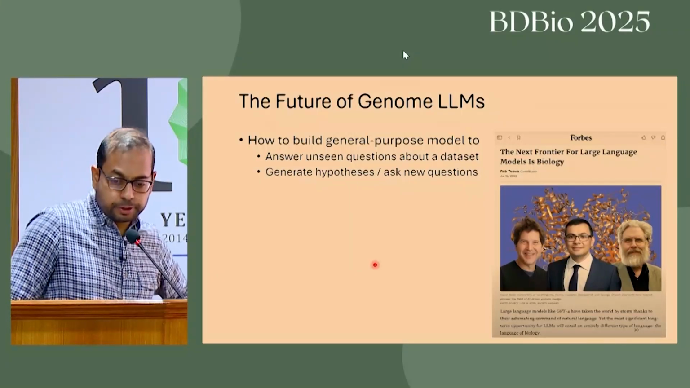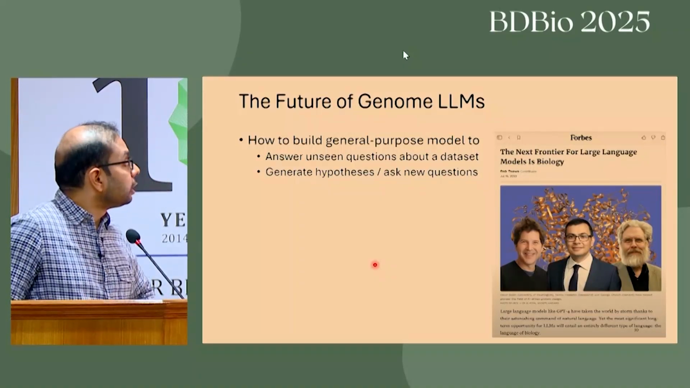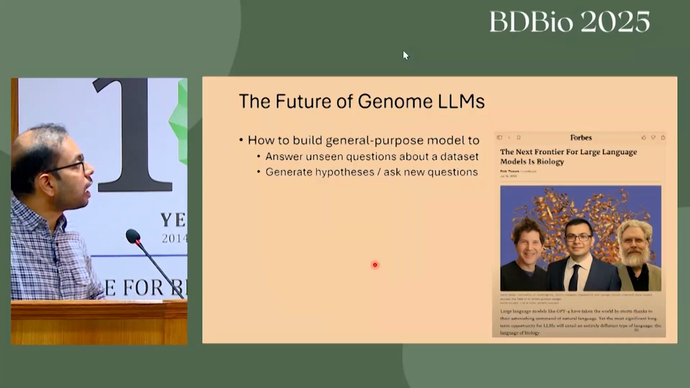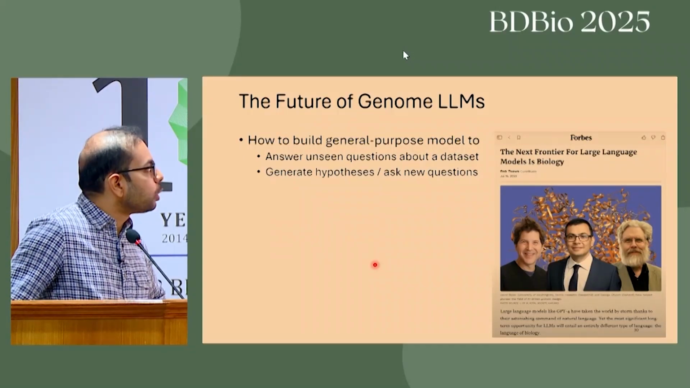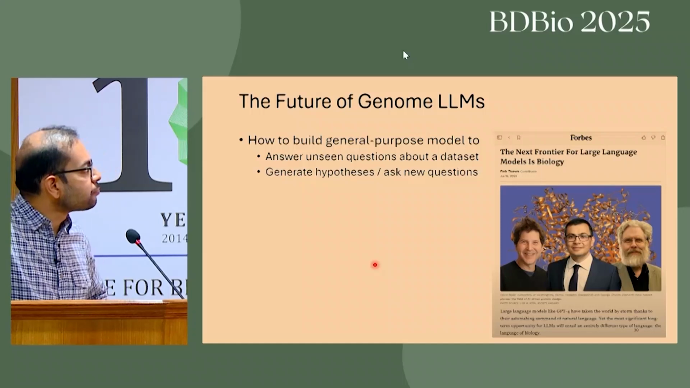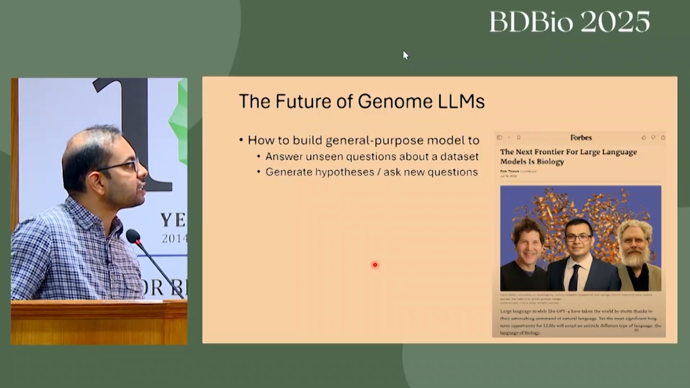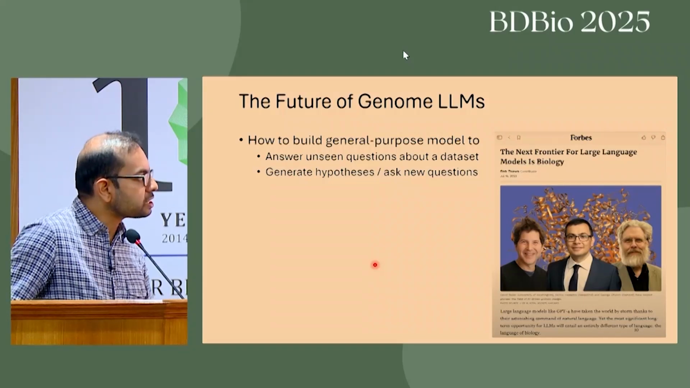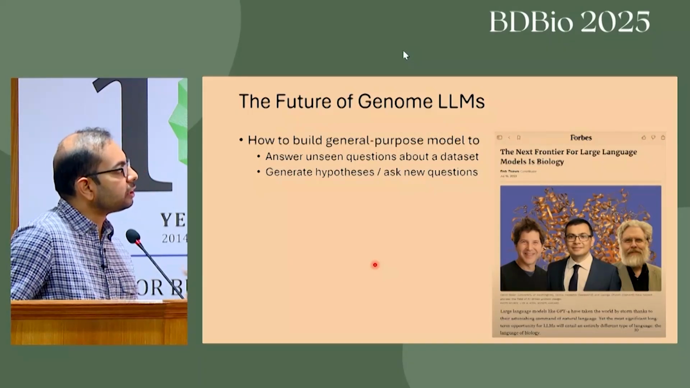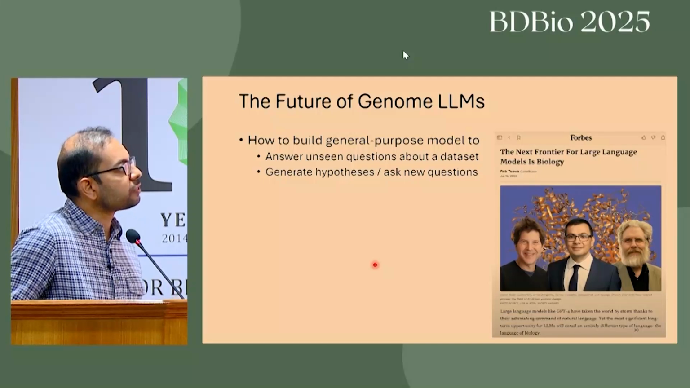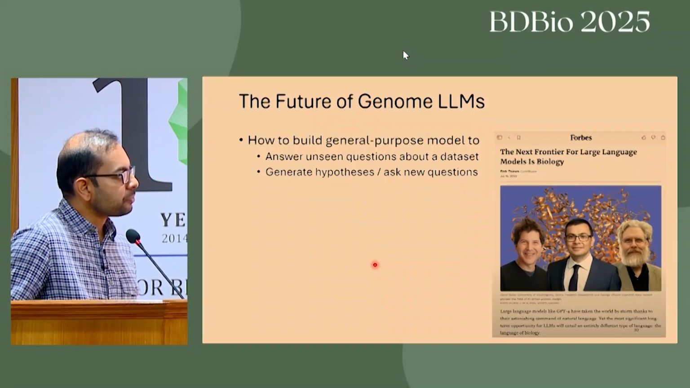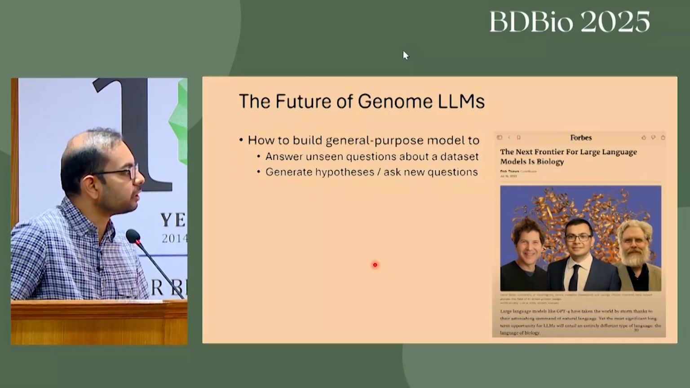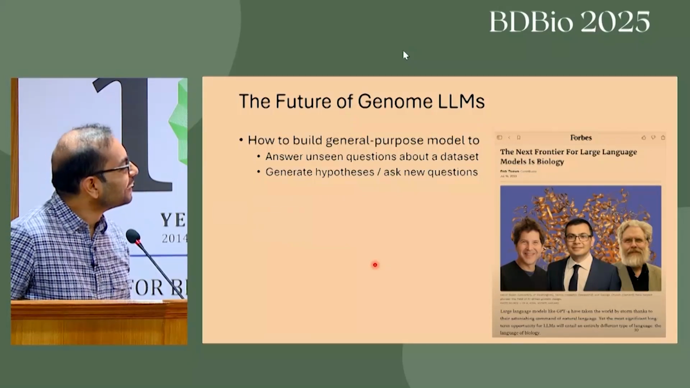And so the other question to ask is how to build a general purpose model to answer unseen questions about a data set and to generate hypotheses and ask new questions. And again, we don't have answers, but the general consensus is that the next frontier of large language models is biology, and we have the 3 Nobel laureates here as a proof of that.